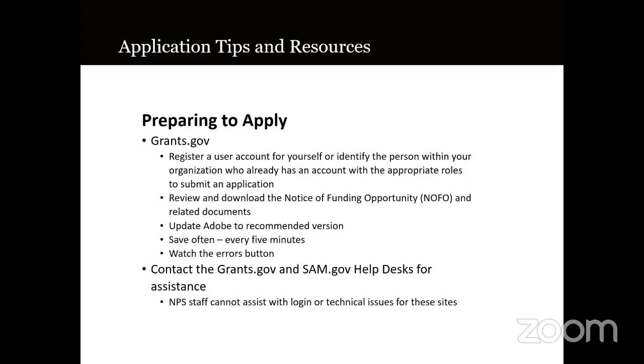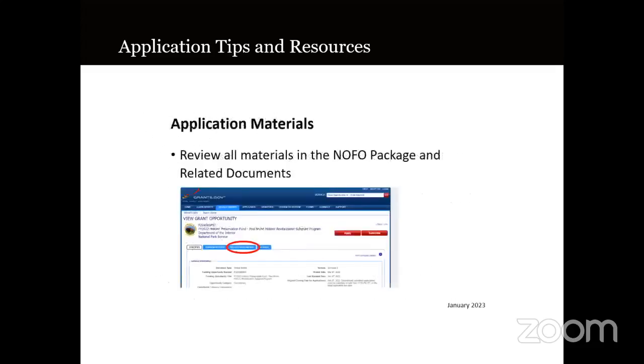Save often. Nothing unfamiliar with that, but remind yourself to do it. And do watch for errors. Grants.gov is very good at indicating when something's not matching up, when they're not taking information, but you do have to look for their error buttons, and they'll direct you to where your problem is, and you can make that correction and continue.